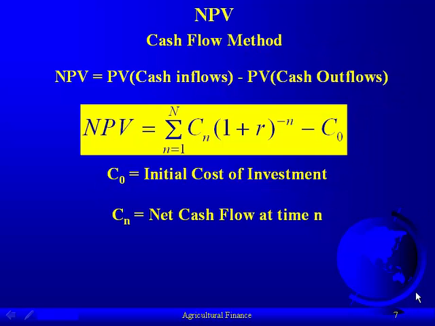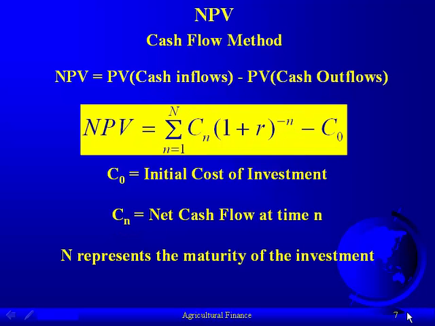If we look at cash inflows, notice that we have the cash flow at time n. And we're going to discount that at the required discount rate for n periods. And we're going to do that for every period, starting with the first period all the way to this big N, where the big N represents the maturity of the investment. So if we have an investment that's going to have payoff for 10 years, then that big N would be 10.